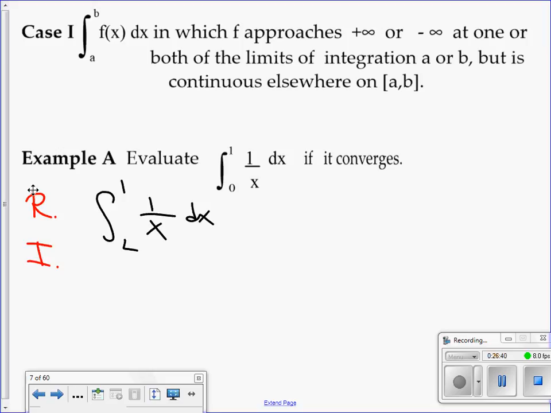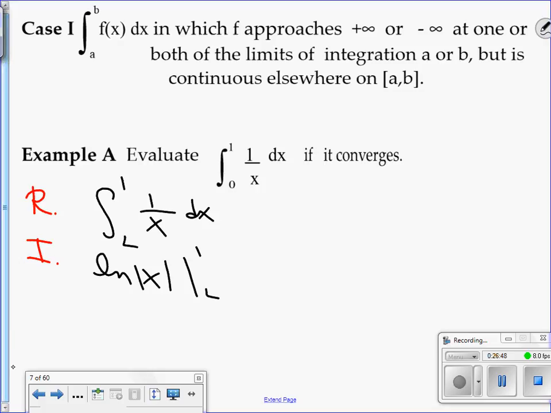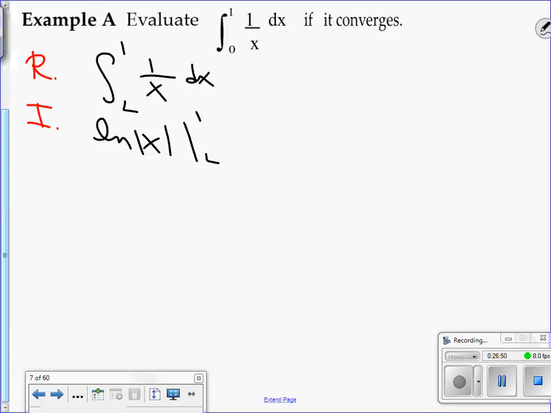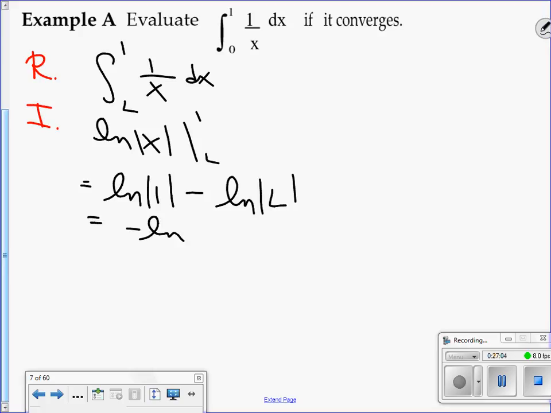I integrate ln absolute value of x from L to 1, which is equal to ln of 1 minus the ln of the absolute value of L. And what is the ln of 1? 0, so we just get negative ln of absolute value of L. Take the limit. It is T time. So now we want to take the limit of negative ln of absolute value of L.